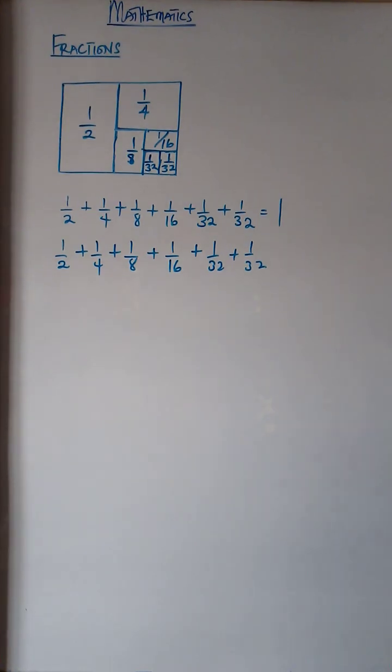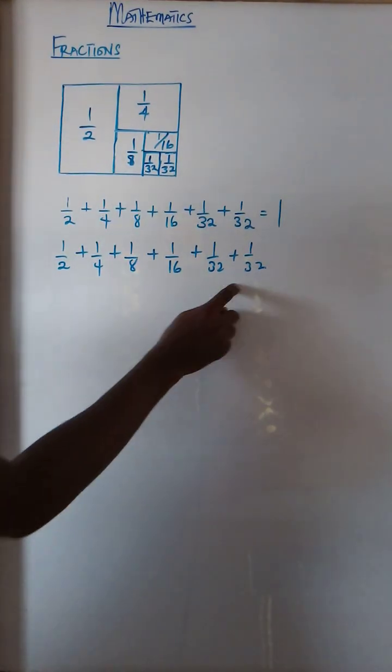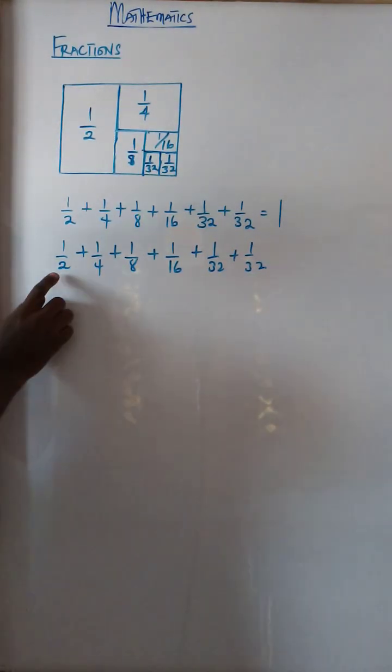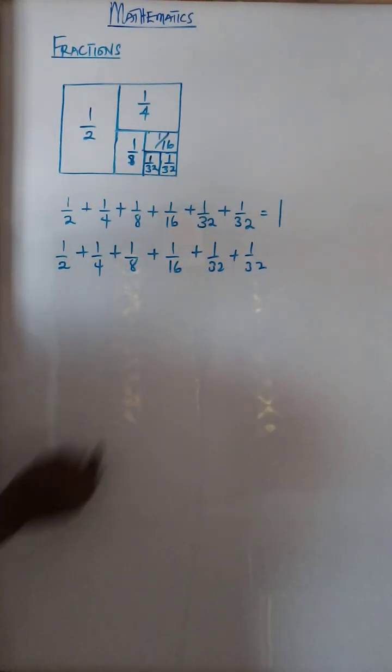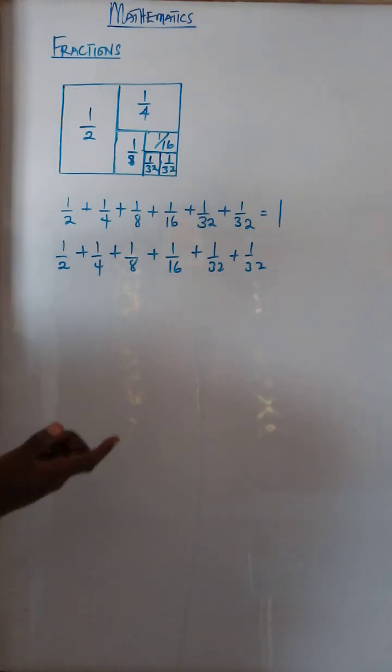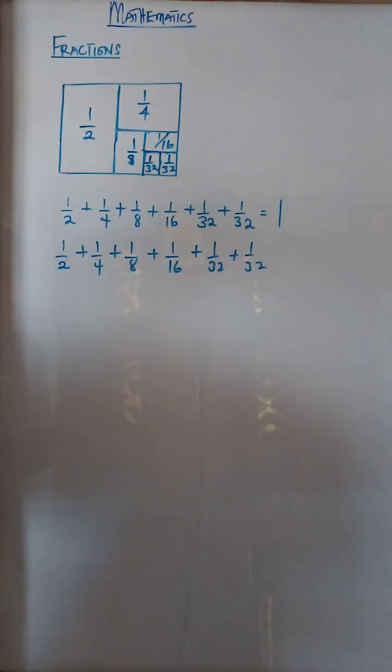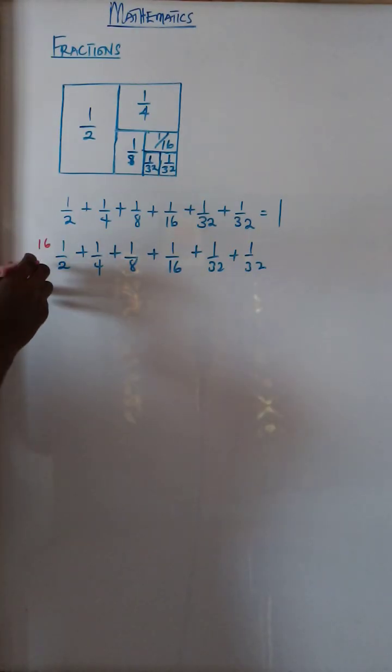But before that, we want to make everything here 32. So we want them to have the same denominator. So what are we going to do? What can we multiply by 2 to give us 32? Or let's use 32 over 2, that's what? 16. So we multiply numerator and denominator by 16 so that we have 32 at the end of the day. So I'm multiplying by 16, by 16.